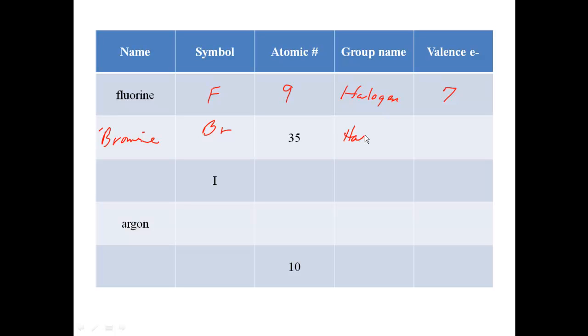Well, let me work backwards. Iodine is still in group 7A. So it is also a halogen. It is atomic number, what am I looking for? Iodine. It's number 53. And its name is iodine.